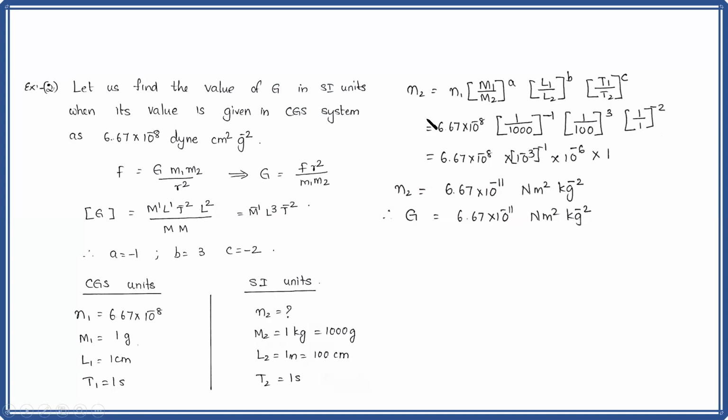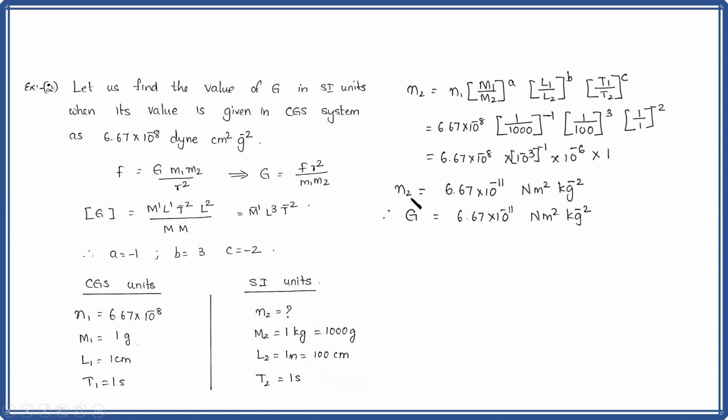Substitute them in this formula. n2 is equal to n1 into m1 by m2 to the power of a, l1 by l2 to the power of b, t1 by t2 to the power of c. Therefore, substitute the value of n1, 6.67 into 10 to the power of minus 8, m1 value 1, m2 1000 to the power of a, which is minus 1, l1 is 1 and l2 is 100 to the power of b, which is 3, and T1 is 1, T2 is 1 to the power of c, which is minus 2.